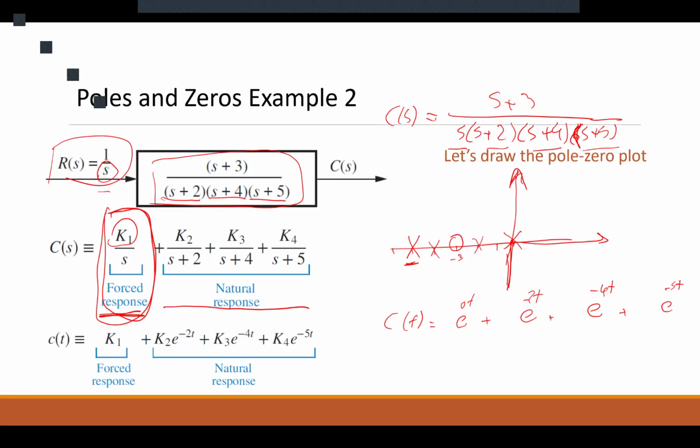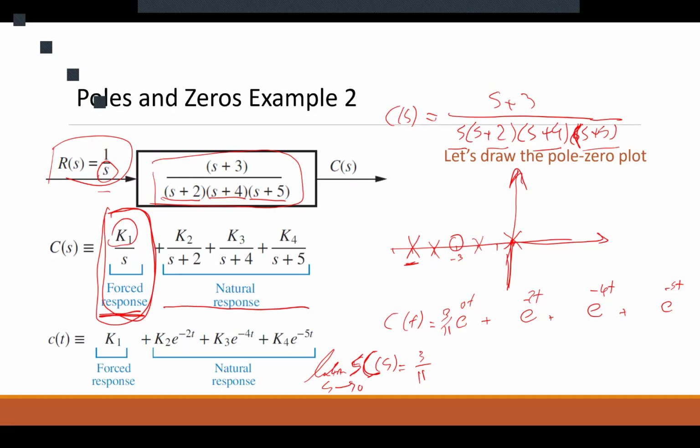Now, what are these coefficients? For example, for the 0 pole, we talked about that, it is the limit of S times C of S when S goes to 0. You put the numbers, you are going to see the value, which is going to be 3 over 6, 5, 11. So here we are going to have 3 over 11. Are we good?